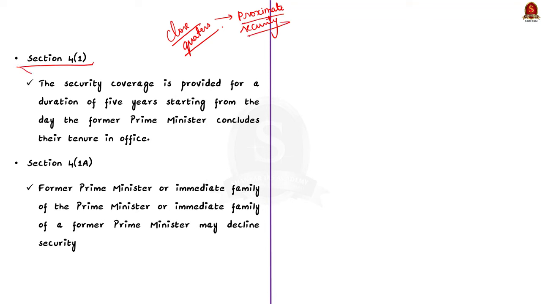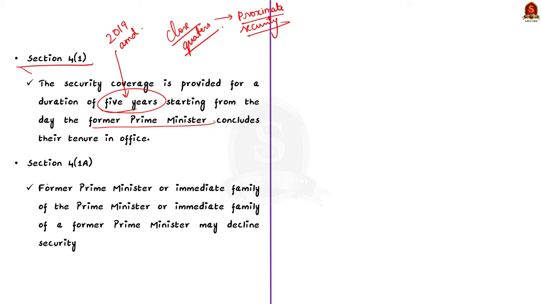According to Section 4 of the Act, the protection is given for 5 years from the date on which the former Prime Minister ceased to hold the office of Prime Minister. Beyond 5 years, the security cannot be extended. This time limit was introduced through 2019 amendment.